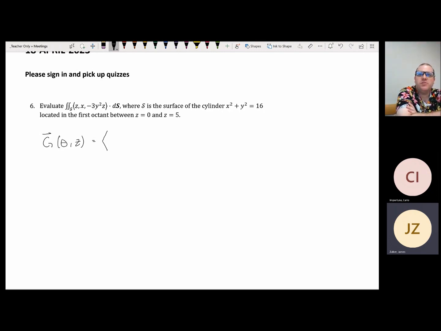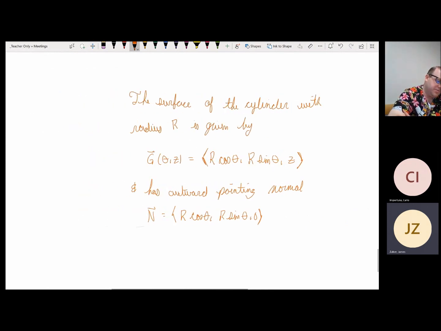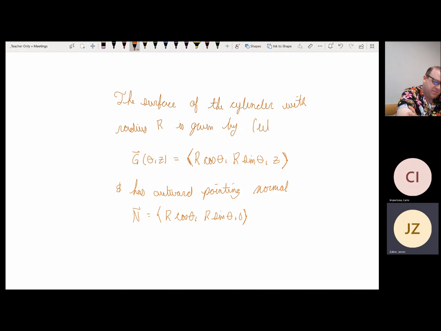The cylinder has a radius of 4. I should clarify that this is if the cylinder is extending up along the z-axis. So the axis of the cylinder is the z-axis. You should be able to see slight modifications for if it's going along the x or the y.